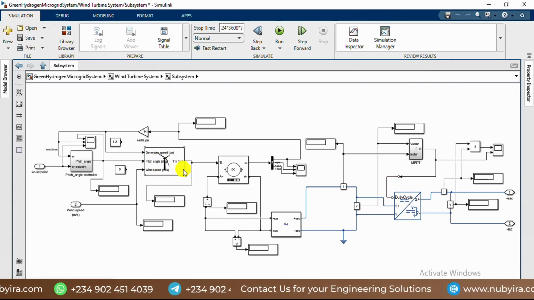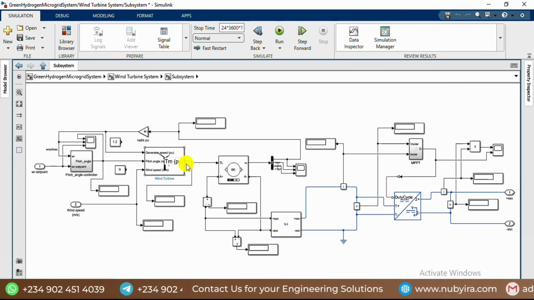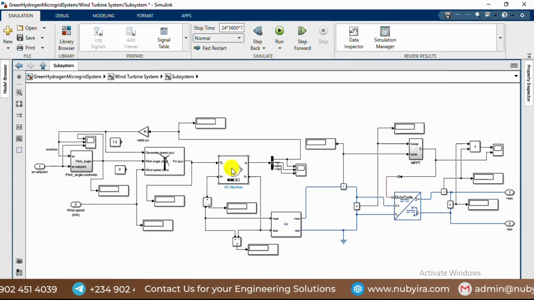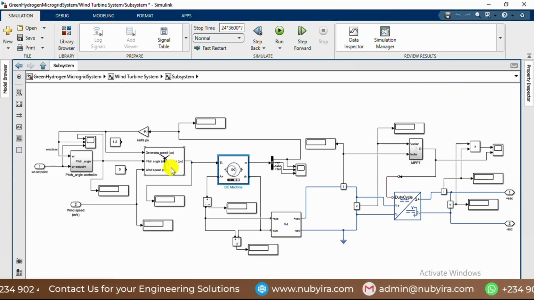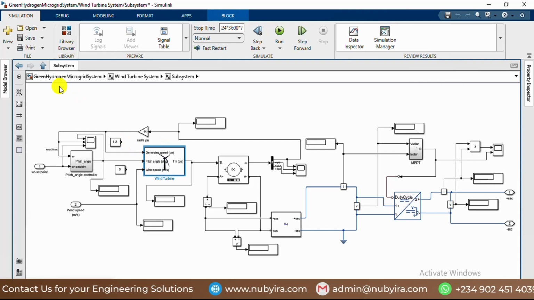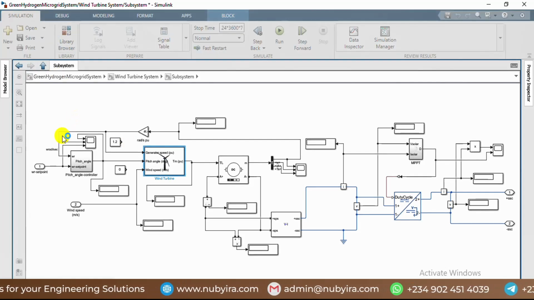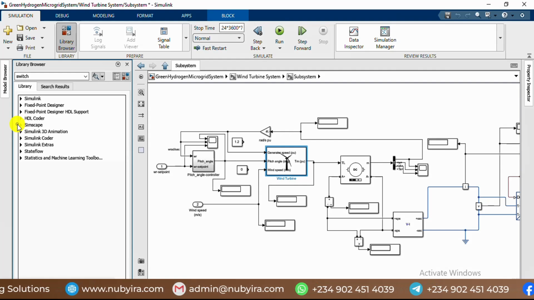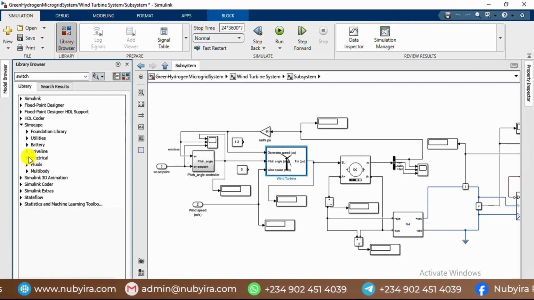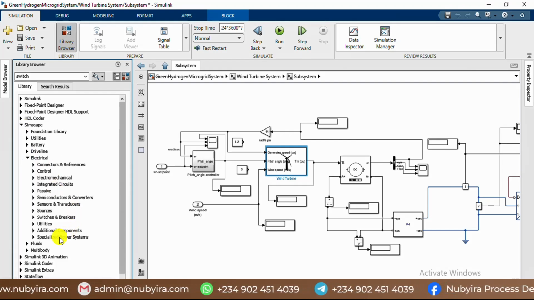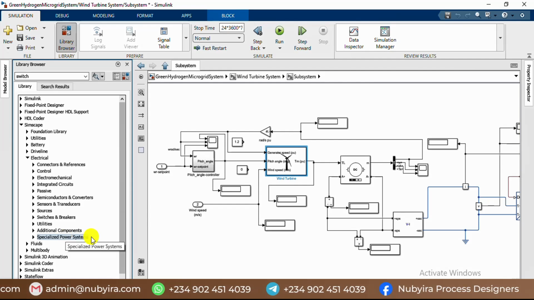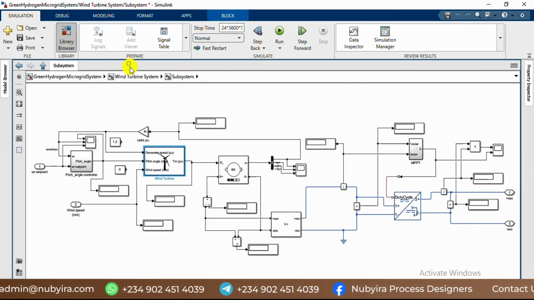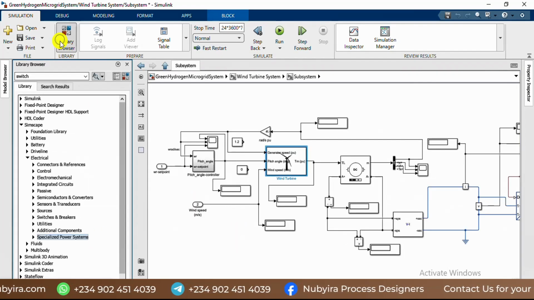the wind vane, and this will generate torque that will be transferred to drive a DC generator that you have here. Both of these, the DC generator and the wind torque, are taken from specialized electronic libraries, the specialized power system library. They are one of the old MATLAB blocks. Let me show you where they are.